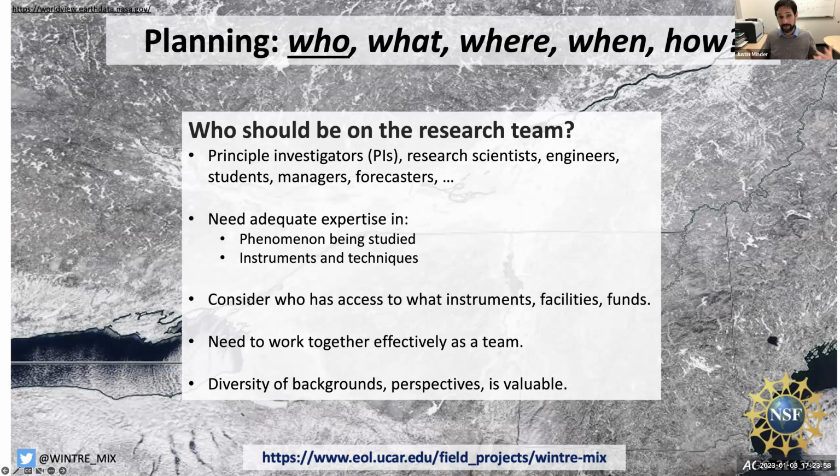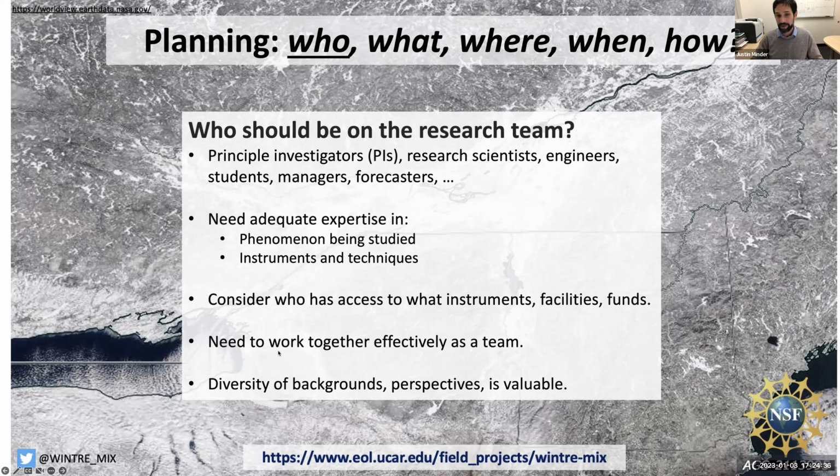Your team needs to have adequate expertise in the phenomenon being studied. So, we're studying winter storms, so we need to have people that have some expertise in that. But also the instruments and techniques that are going to be used to study those, be that radar, radiosonde observations, aircraft observations, whatever they may be. Some things to consider when you're thinking about who should be on your team. Who has access to what instruments? So certain research groups own their own instruments that they can then bring with them into the field, or have access to certain research facilities, or access to certain funding streams. That can be important practically to make a field project happen.